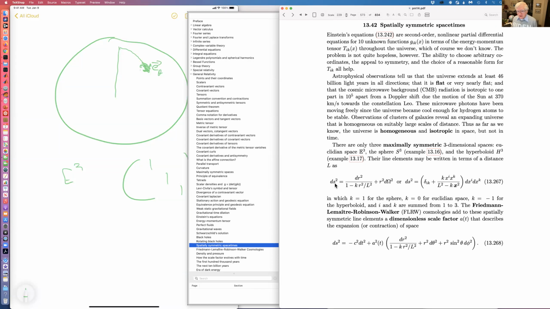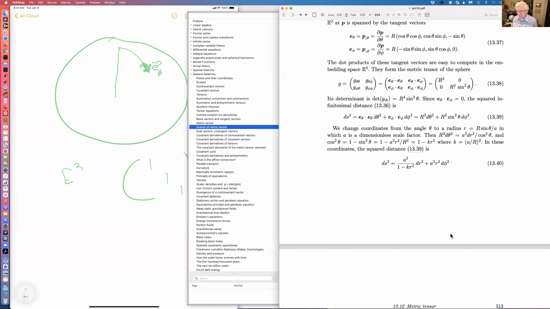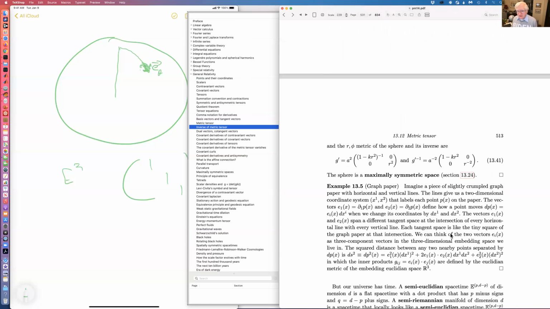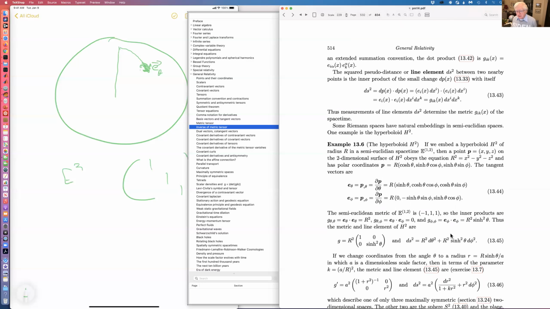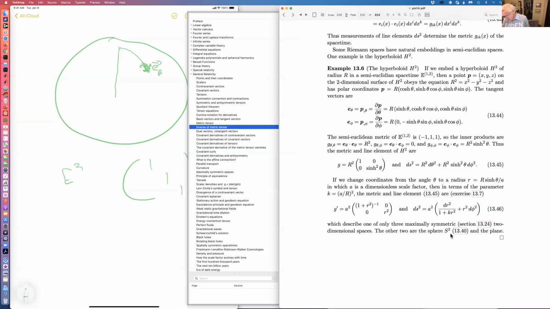And this funny factor of 1 over that is the same factor that occurred back here. When we changed coordinates, we got this funny factor here. And this A that I put in here is the scale factor. And so ds squared looks like that. Okay, and those are the inverses.